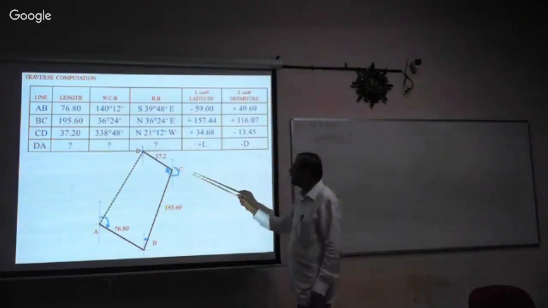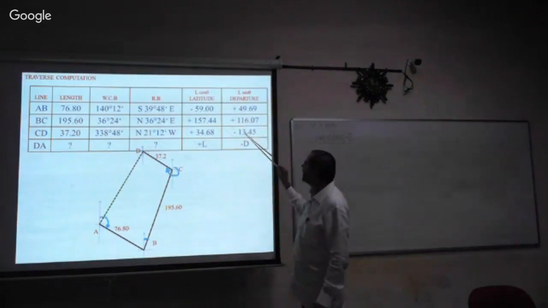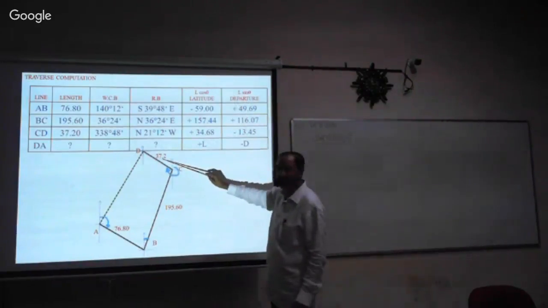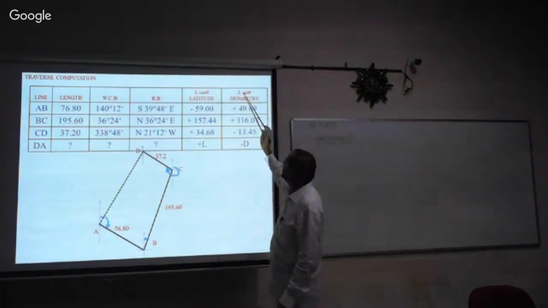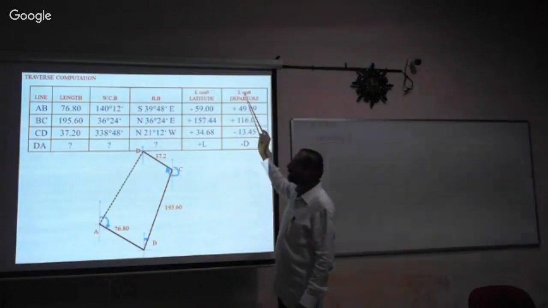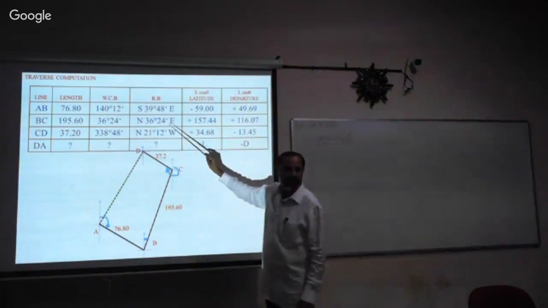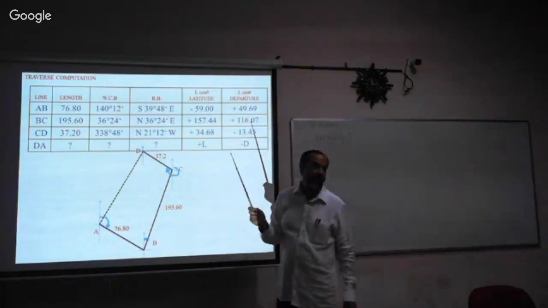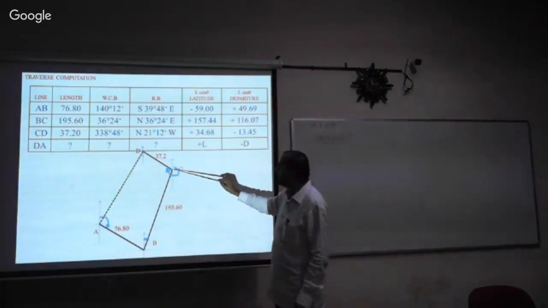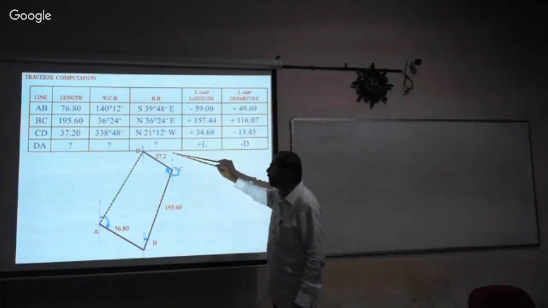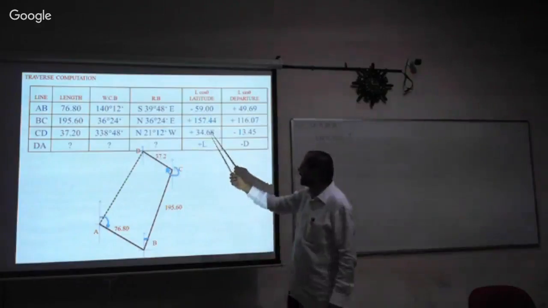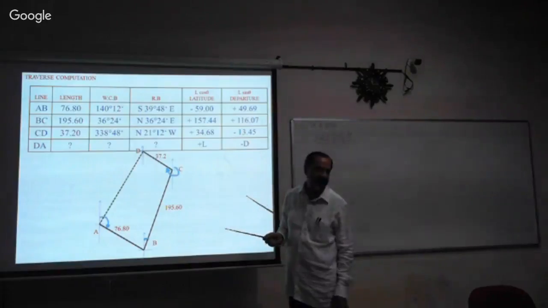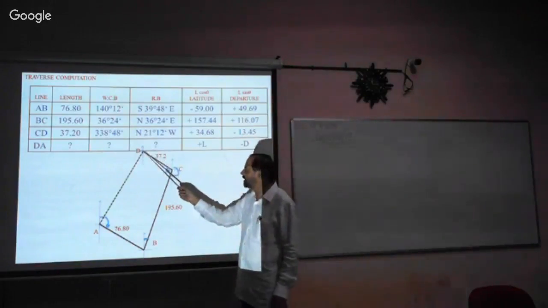And similarly, the departure of survey line CD is L sin theta. L is 37.2 meters length. Then L sin theta, sin of 21 degrees 12 minutes, will give you the value of 13.45 meters. Therefore, see, northing is positive, westing is negative. Understood? We have another line DA.